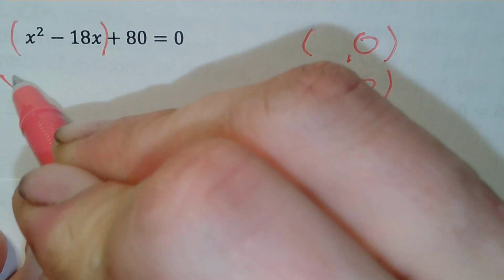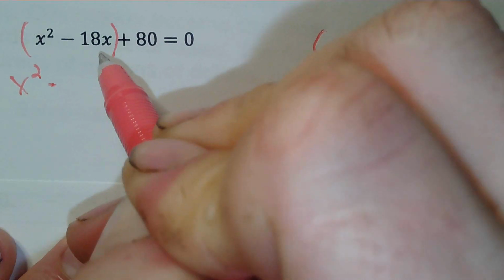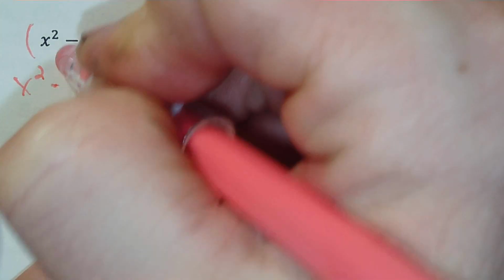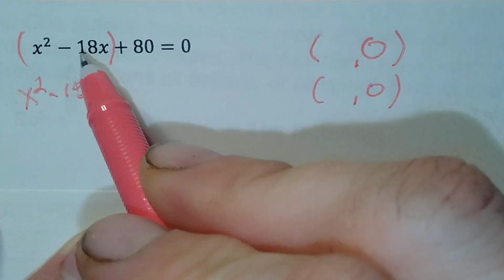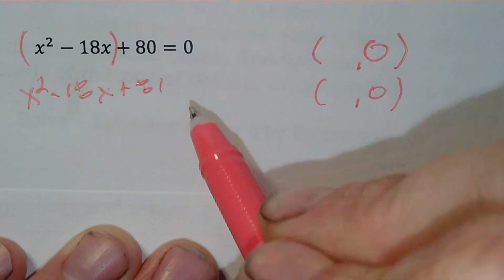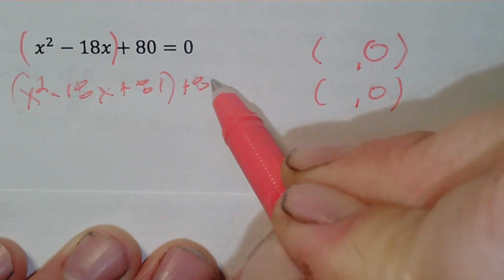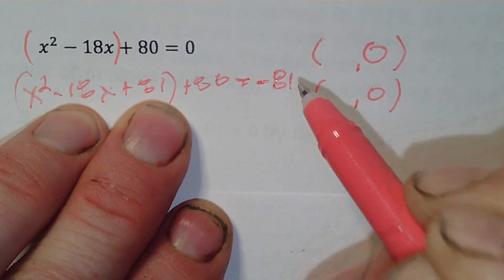So the a term is 1, so all I have to do is x squared minus 18x, and then this divided by 2 is 9, and squared is 81. Let me do this the long way. So x squared minus 18x, plus 81 inside parentheses, plus 80. And on the other side, I added 81 to this side, so I have to subtract 81 from that side.